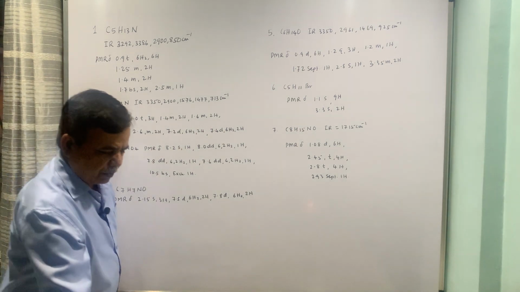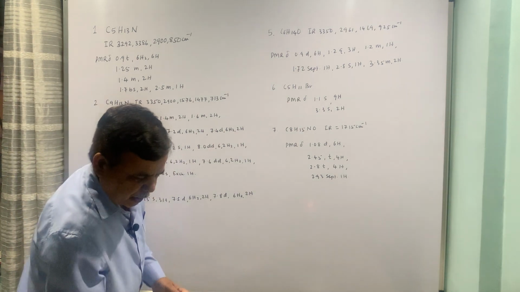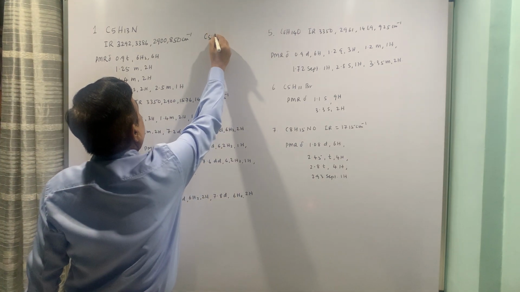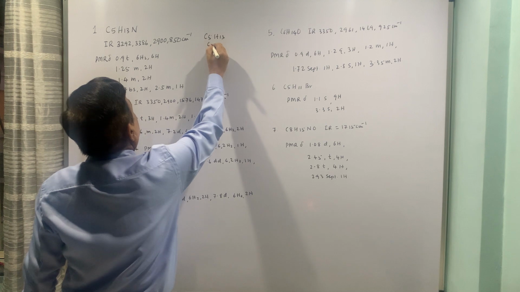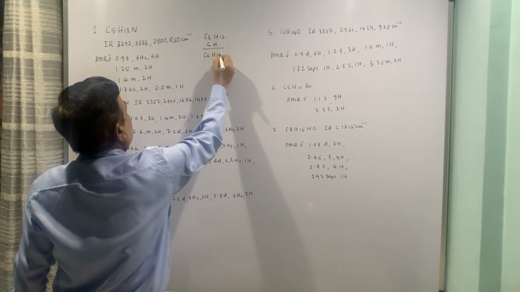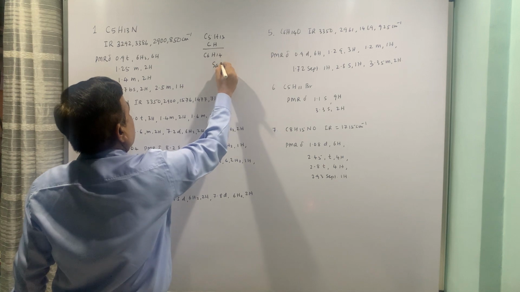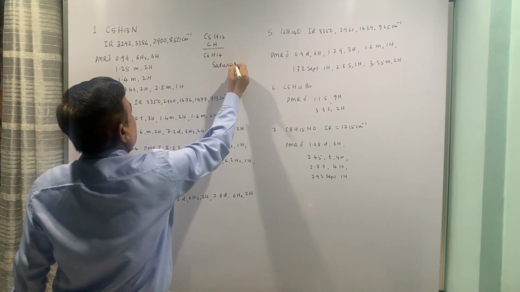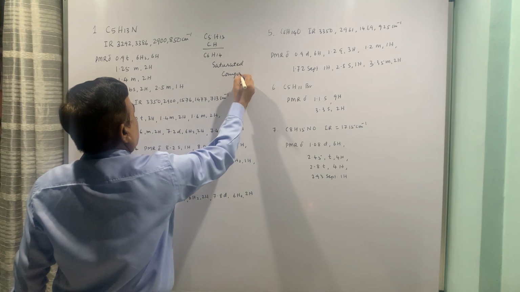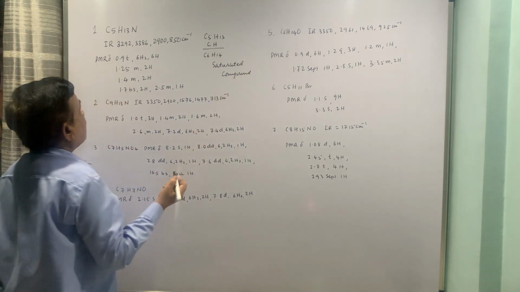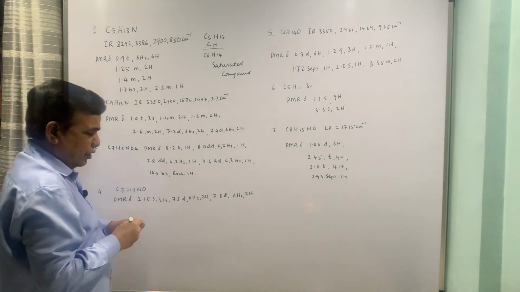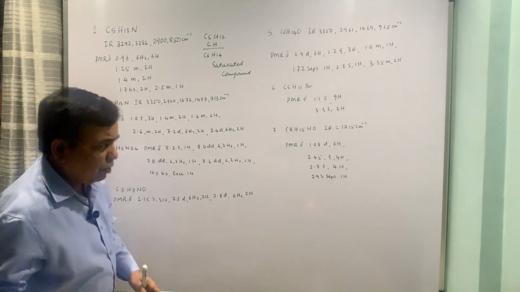C5H13N. So once again you have to find out the sites of unsaturation. Now here I will do C5H13 and you have to substitute CH for nitrogen. So this is a saturated compound. C6H14 is a saturated compound, so no sites of unsaturation for this molecule.